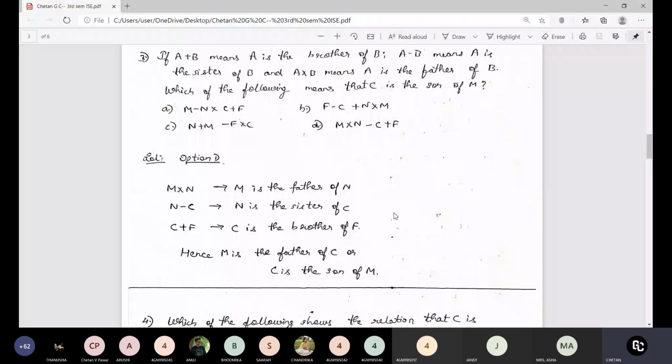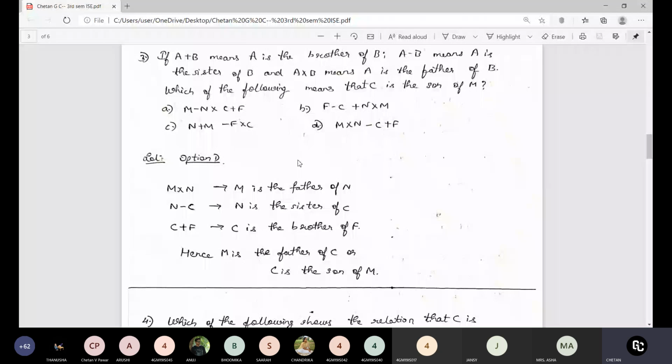Moving on to option B, F minus C plus N into M. So F minus C means F is the sister of C. C plus N means C is the brother of N. And N multiply M means N is the father of M. So obviously this sequence is also wrong. So moving on to the third option, that is N plus M minus F into C. So N plus M means N is the brother of M, and M minus F means M is the sister of F. F multiply C means F is the father of C, and this sequence is also wrong because F cannot be the father of C because M is the father of C. So option C is also wrong.